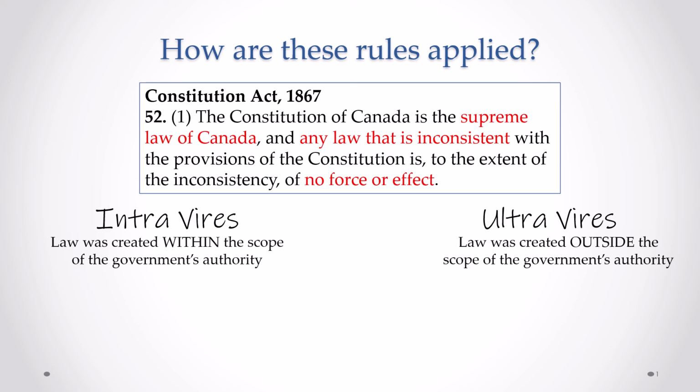Intra vires means that the law was created within the scope of the government's authority. In other words, they had a legal right to create that law. Ultra vires means that the law was created outside the scope of the government's authority, meaning the government did not have legal authority or legal right to make that law. So if a law is found to be intra vires, that law is held to be valid. If it's ultra vires, that law would be considered invalid. It's as if the law did not exist.